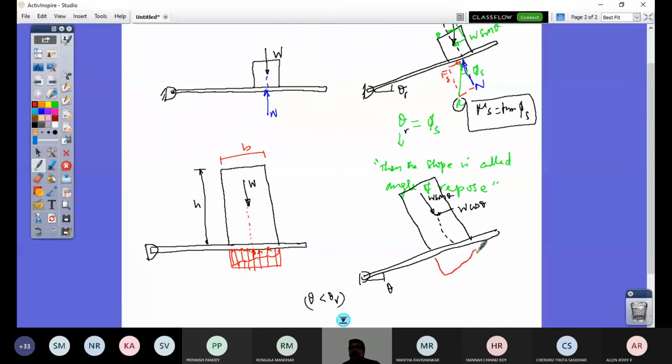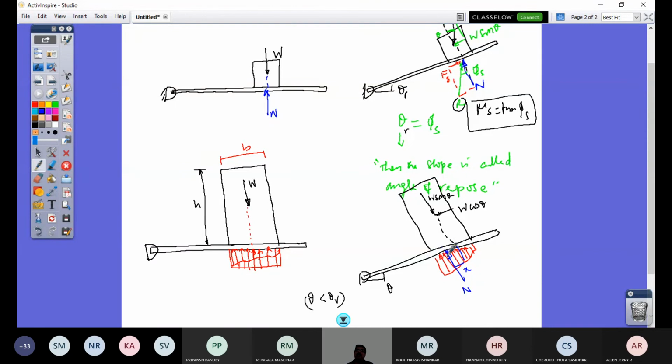That would come somewhat like this, so the distribution is changing. Here it is uniform distribution, and here the distribution is more on the leading side compared to the trailing side, the other end. So the resultant of this would act at a distance from here, say distance x, and this is my normal. Now normal and W sine theta are not collinear. That is what you have to understand.